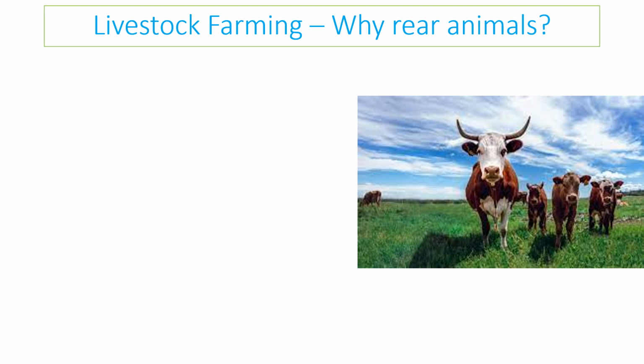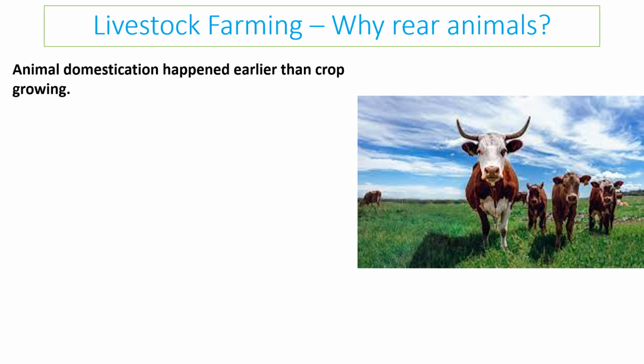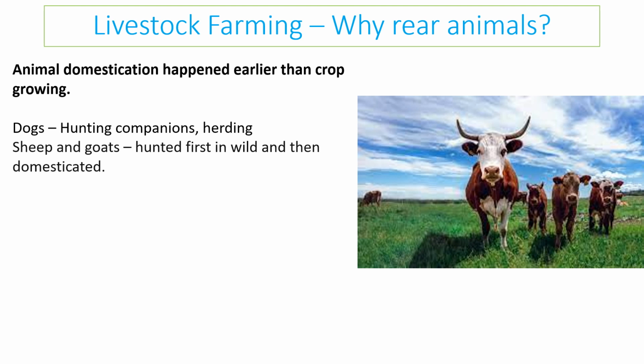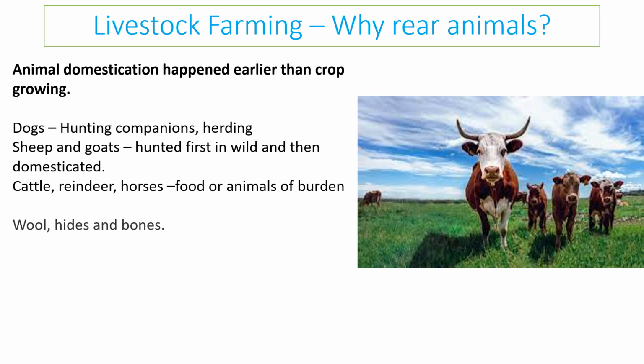So one area is livestock farming, and we need to know, well, why do we grow livestock? Where did this happen? Well, animal domestication happened before we actually started even growing crops. And this is because we started using dogs as hunting companions and then help with herding of sheep. Sheep and goats were first hunted in the wild, and then we realised we could keep them domesticated in farms. Cattle, reindeer, horses were originally kept for food, but then started to become animals of burden, so they helped us do jobs, for example. And we realised we could use the wool, the hides, and the bones of animals to keep warm or use for tools.